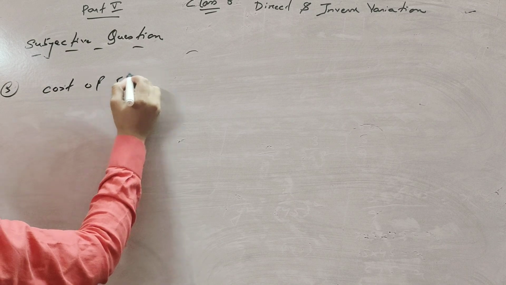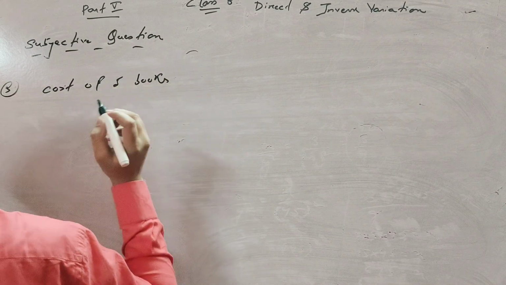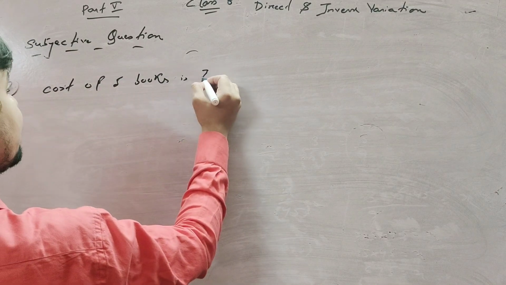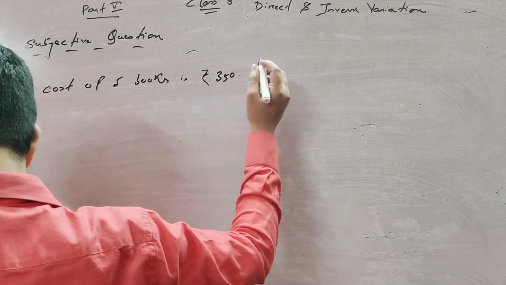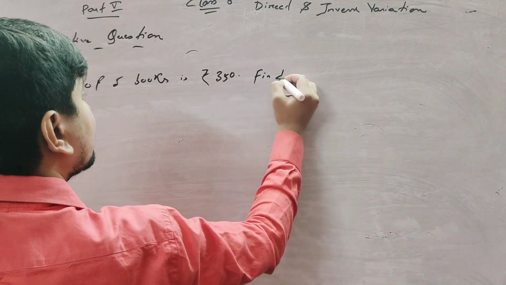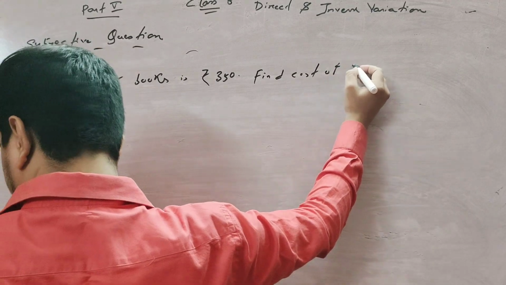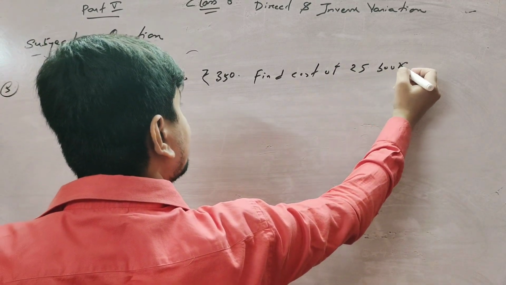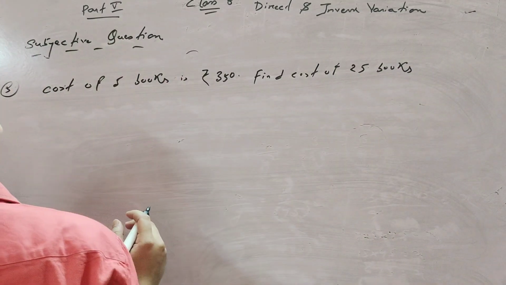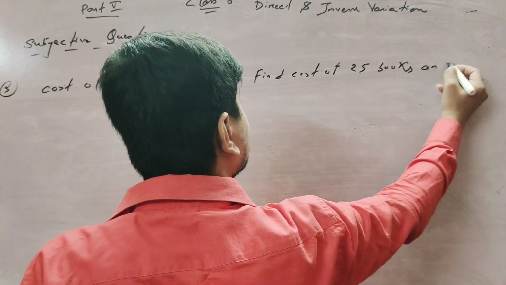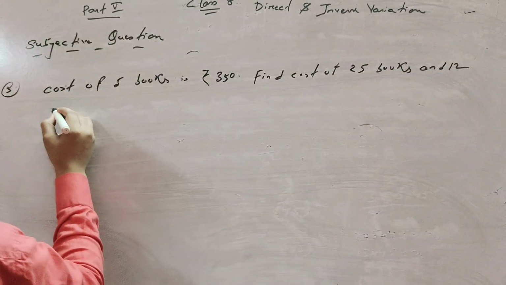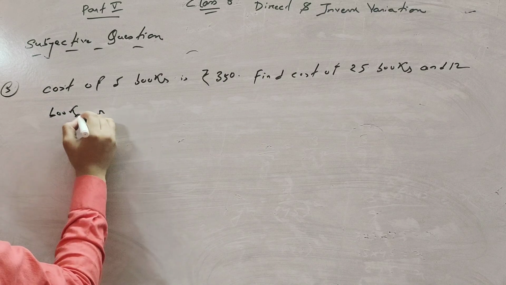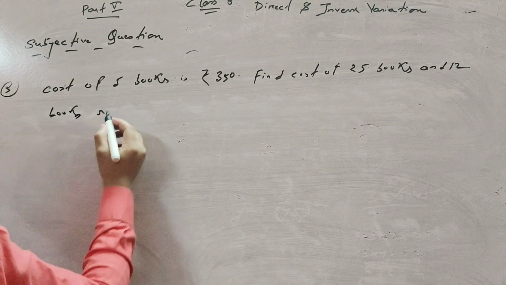Cost of 5 books is rupees 350. Find cost of 25 books and 12 books respectively.